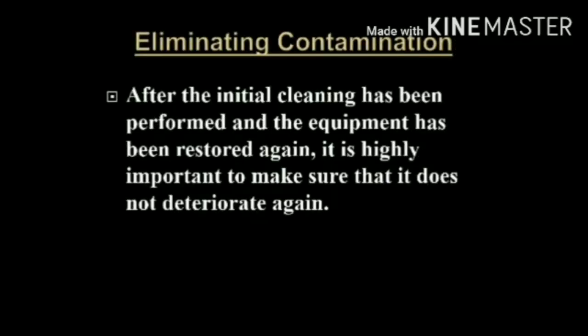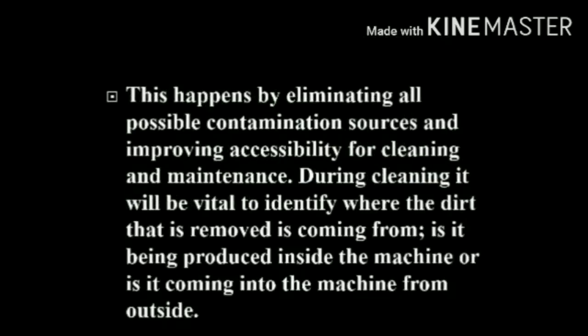Eliminating contamination. After the initial cleaning has been performed and the equipment has been restored again, it is highly important to make sure that it does not deteriorate again. This happens by eliminating all possible contamination sources and improving accessibility for cleaning and maintenance. During cleaning, it will be vital to identify where the dirt that is removed is coming from. Is it being produced inside the machine or is it coming into the machine from outside? The sources of these contaminations can then be removed or minimized.